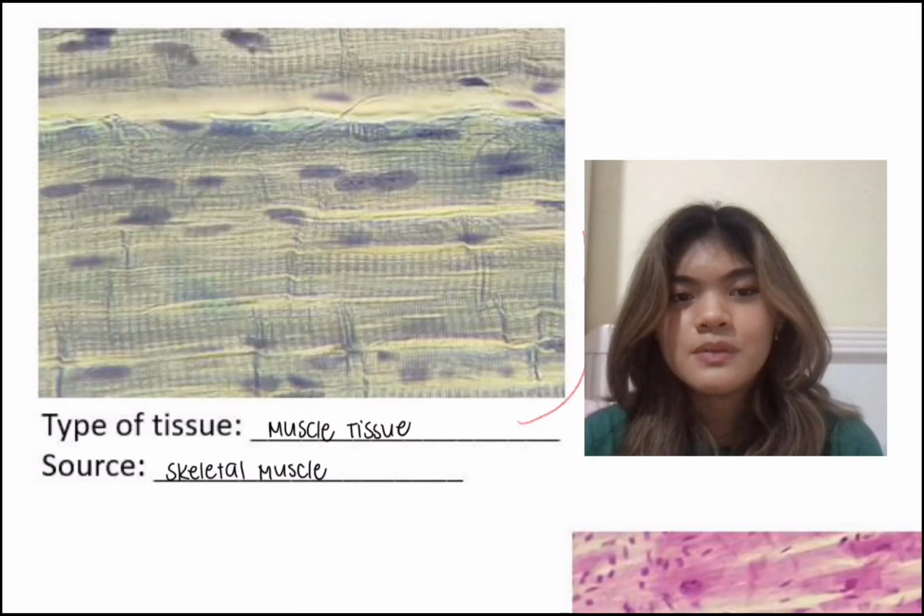Then we have the three muscle tissues. First is the muscle tissue found in the skeletal muscle. We can see that it is multinucleated, and we can see that the muscle tissue itself looks stretched or long.